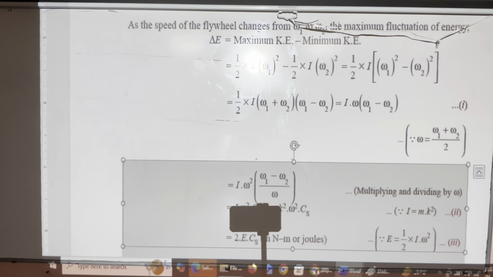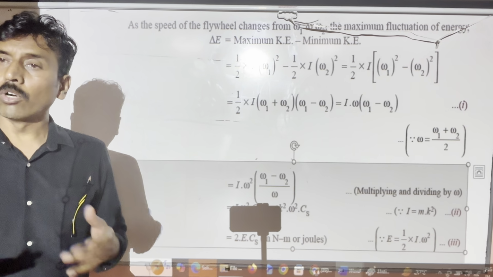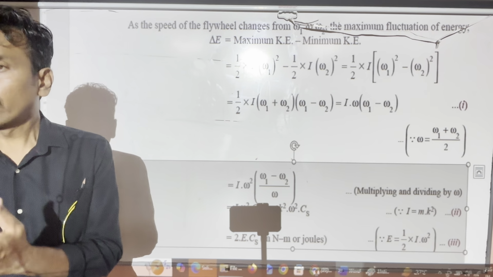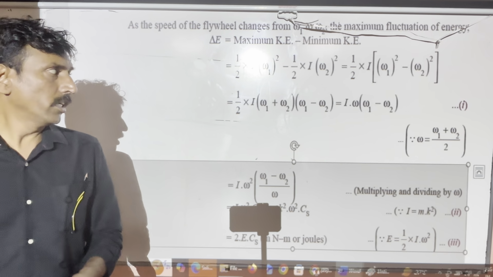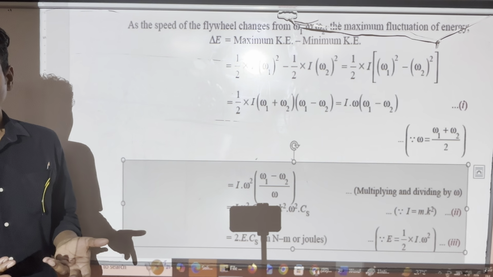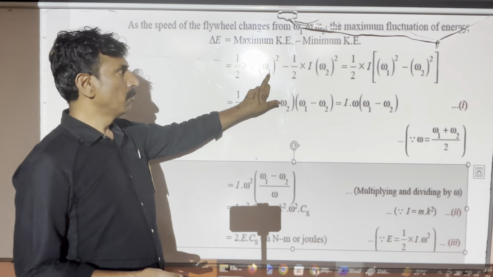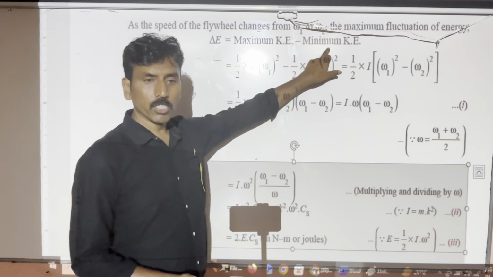Okay, derive an expression for the maximum fluctuation of energy. Guys, sometimes it can actually confuse you. Fluctuation of energy means what energy are we speaking about in the flywheel? Will it store chemical energy? Kinetic energy. So we are speaking about fluctuation of kinetic energy. What is the formula of kinetic energy for rotating parts? Half I omega square. But here we are speaking about higher speed energy and lower speed energy.